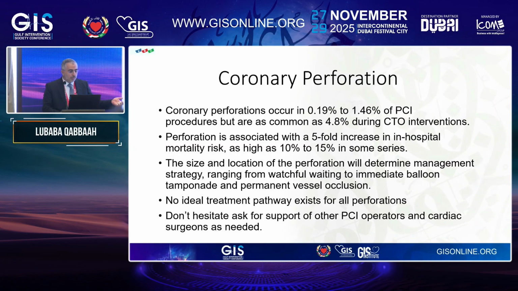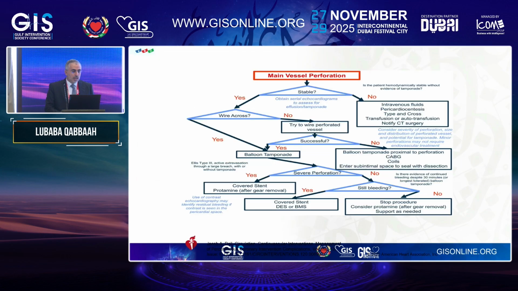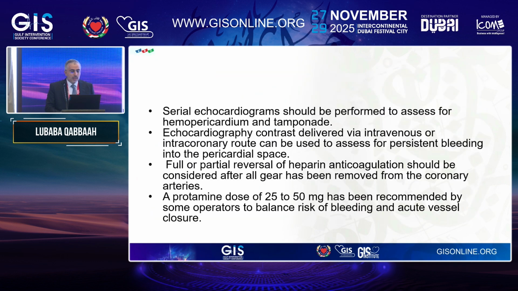Coronary perforation is common, especially in CTO operations. The message I want to give is: don't hesitate to ask for support from another PCI operator or a cardiac surgeon as needed. We will not talk about how you can do it. One of the important things is that serial echocardiograms should be performed to assess for hemopericardium and tamponade. Also, full or partial reversal of heparin can be done after the wires are removed; a protamine dose of 50 milligrams has been recommended, but I didn't do this, and you do this after removing all the equipment.